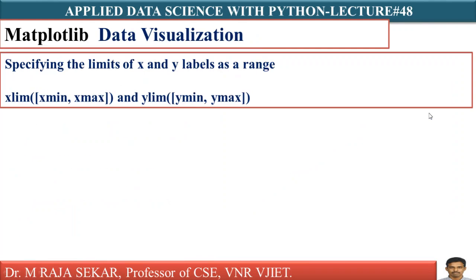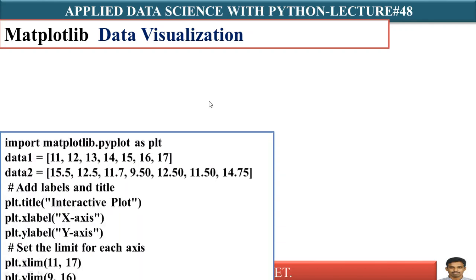Now, let me proceed. xlim means x limit. ylim means y limit. For xlim, you will take x minimum and x maximum. Min, max, minimum, maximum means range. And for y range, y min, y max. How will it be? We will try to understand with a simple program.